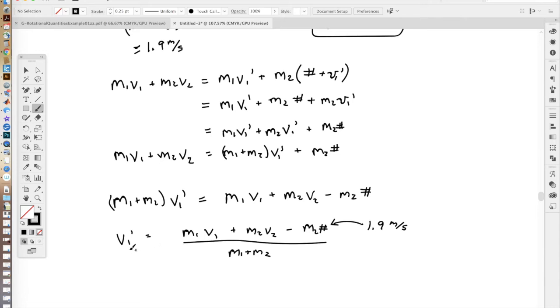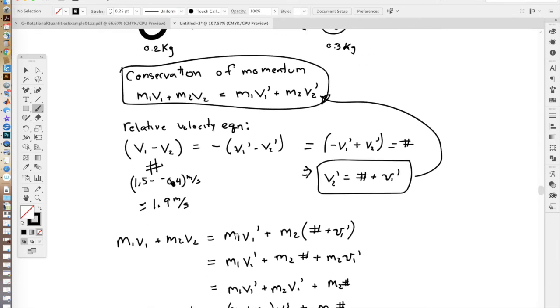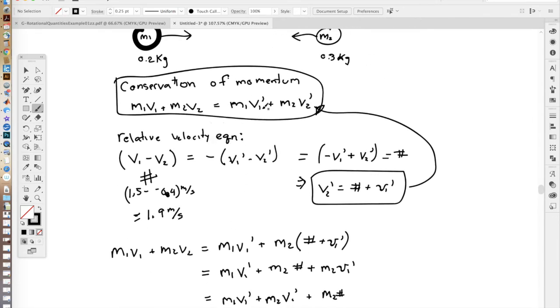If we do that, we figure out v1 prime, and I think once you have that, the rest of it's pretty straightforward, because now you can go back to your original equation for conservation of momentum up here, and once you have m1 v1 prime and you have m2, you can solve for v2 prime, right? And you can go from there. All right, so that is how you solve that problem.